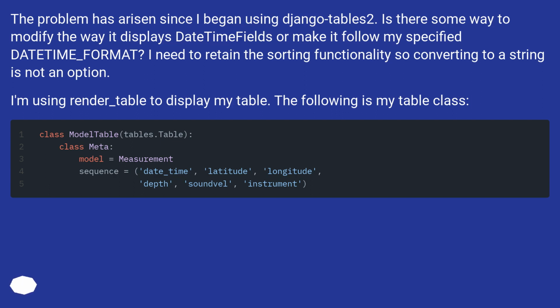I need to retain the sorting functionality, so converting to a string is not an option. I'm using render_table to display my table. The following is my table class.